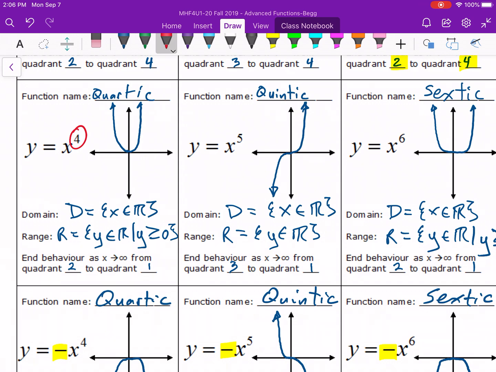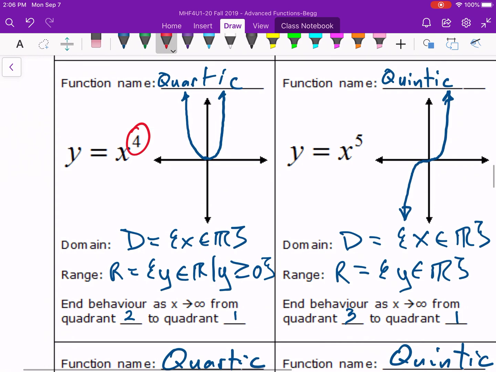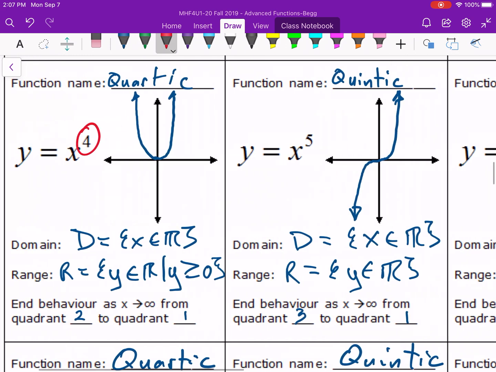It sort of looks like a U, a boxy parabola. Again, you can do that in Desmos yourself. You could type y equals x to the 4 in there. It's going to look sort of like a boxy parabola, which means it's going to behave very much like a boxy parabola. It's going to have the same domain as a parabola. It's going to have the same range as a parabola. It's also going to have the same end behavior as a parabola from quadrant 2 to 1. Go back and compare that to our quadratic, but not the one that was reflected in the x-axis.